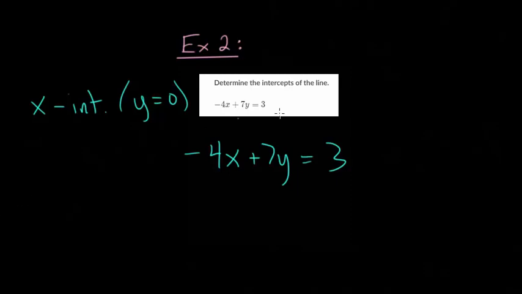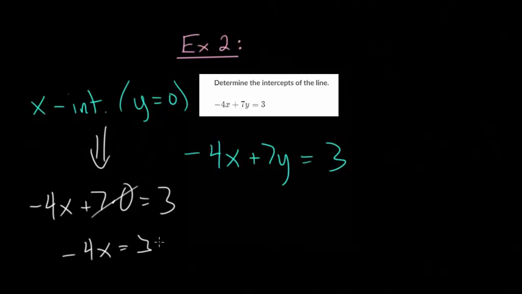So what I'm going to do is anywhere I see y, I'm going to plug in 0. So essentially, this entire term will go away because 7 times 0 is just 0. So let me rewrite that. So we have minus 4x plus 7 times 0 equals 3. And like I said, this term just goes away, so you get minus 4x equals 3. And dividing everything by minus 4, you find that x is minus 3/4. So this x-intercept is at an x value of minus 3/4 and a y value of 0.